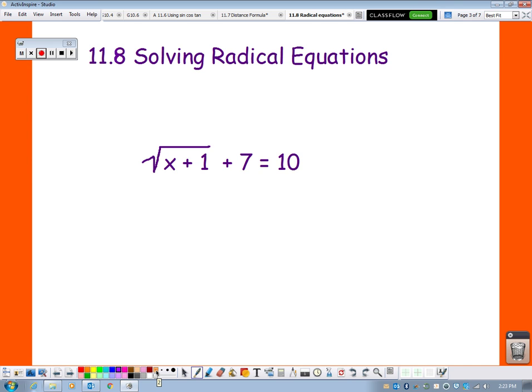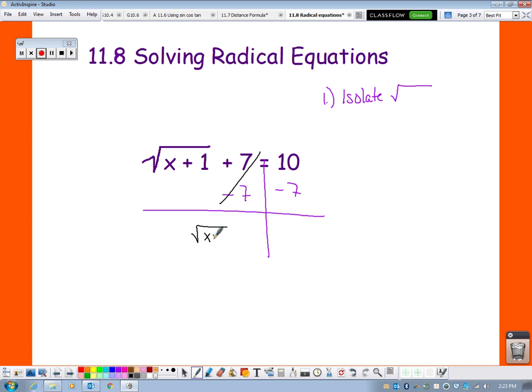We're solving radical equations, and what that means is that we have equations that have radical signs, or square root signs, that we have to deal with. So step number one is always to isolate the square root sign. Get that square root by itself. So in this case, we just need to get rid of this plus 7. The opposite of plus 7 would be minus 7 on both sides. So the 7's cancel, and you're left with that square root of x plus 1. And on the right, 10 minus 7 is 3.